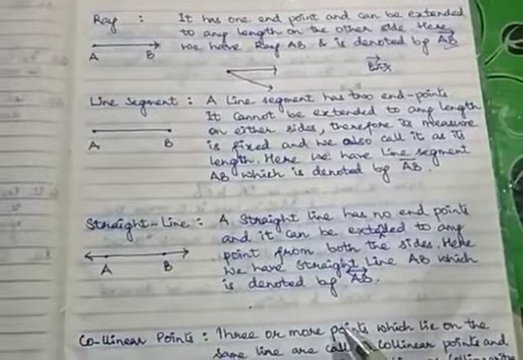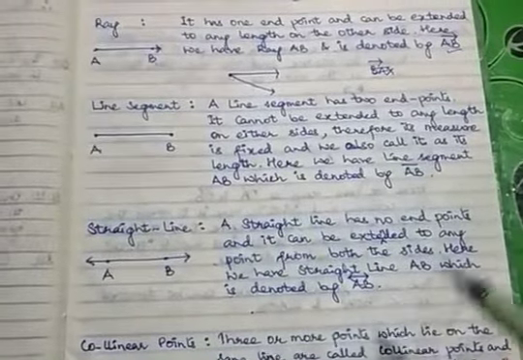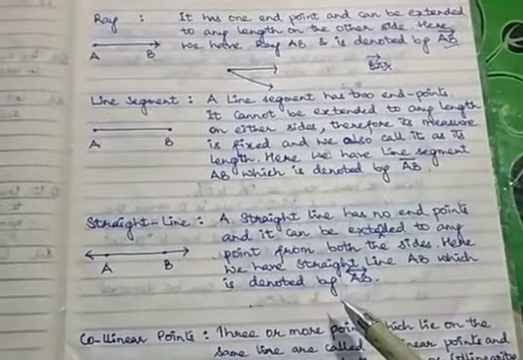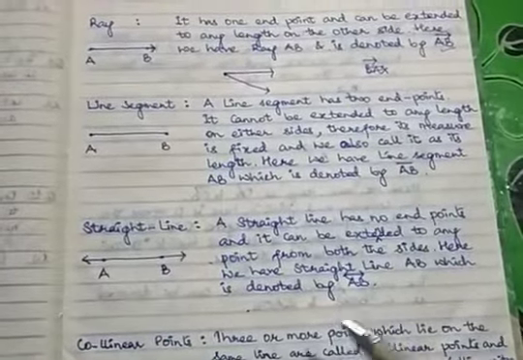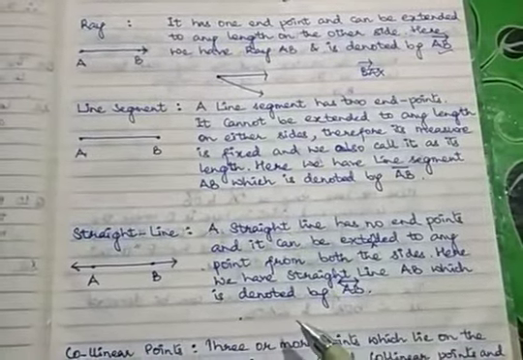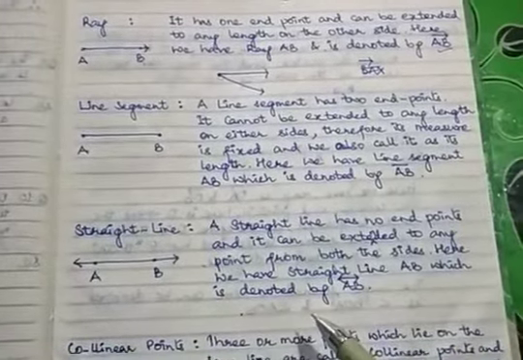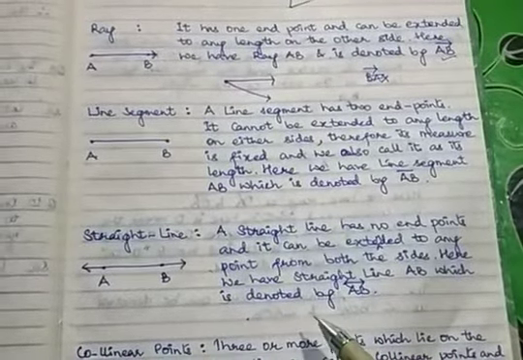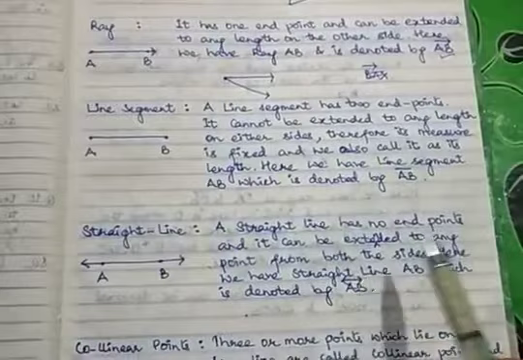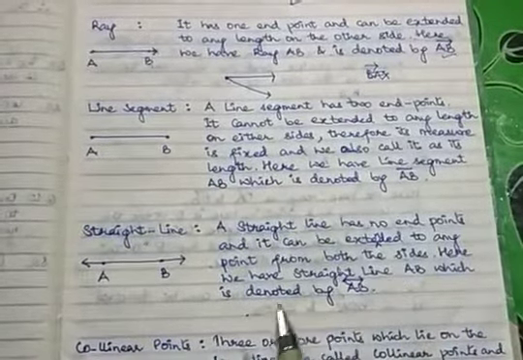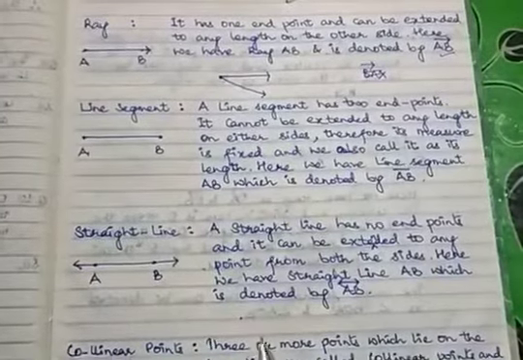For example, if I tell anyone to just draw a straight line, I may get 10 different results or 20 different results, but still all those will be the same, because I have just asked you to draw a straight line. So you can draw a straight line of any length, because I haven't given any fixed measurement for that. That is why a straight line has no endpoints and it can be extended to any length on both sides. That means it does not have any fixed measure. Okay.